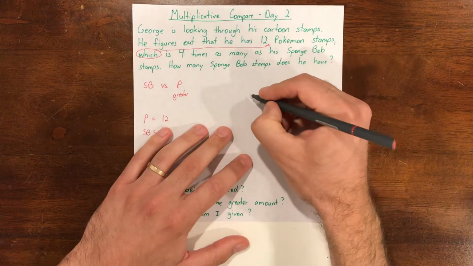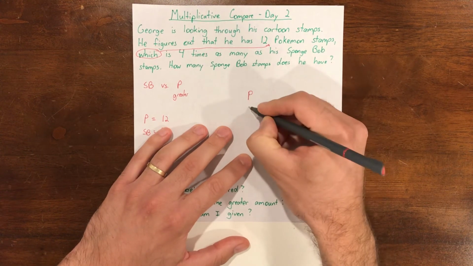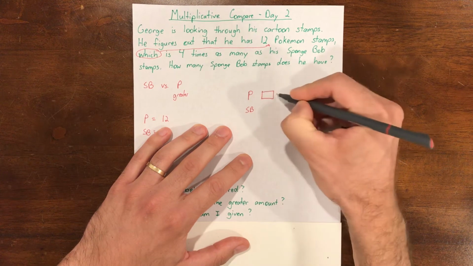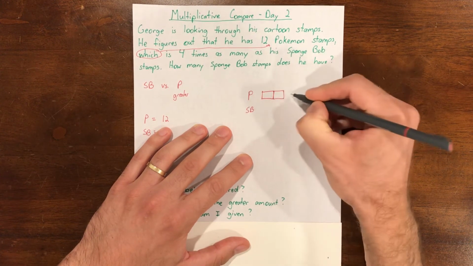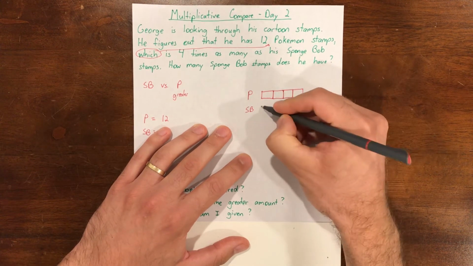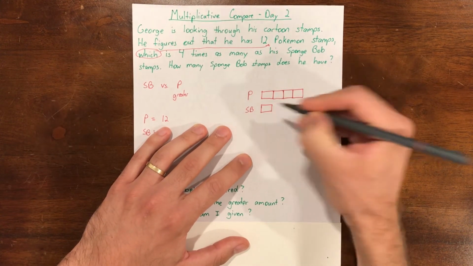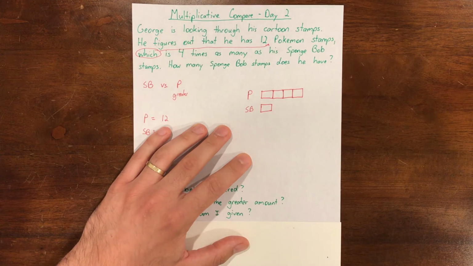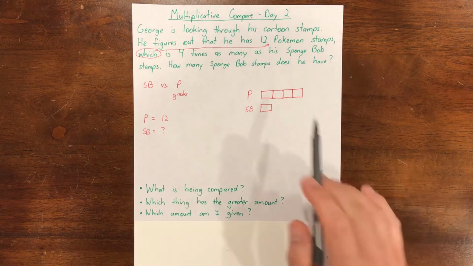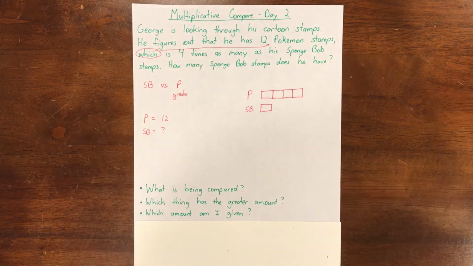Okay. We could put Pokemon and SpongeBob. We could put 4 groups for Pokemon and 1 group for SpongeBob. Because we know from the story that the Pokemon is 4 times more than SpongeBob. So what should I put inside the groups and why? Say it out loud.